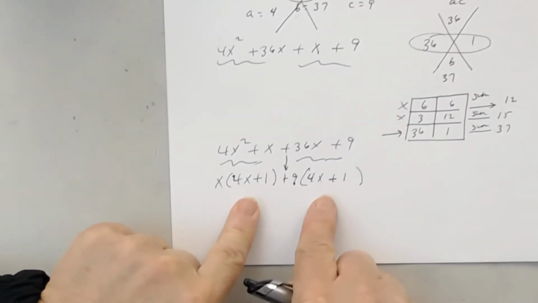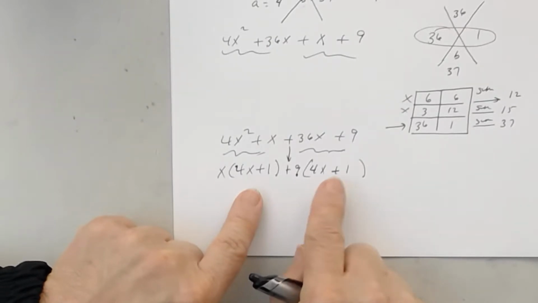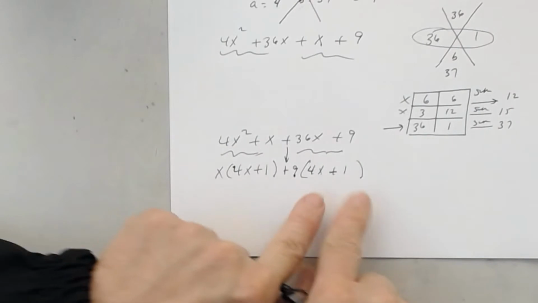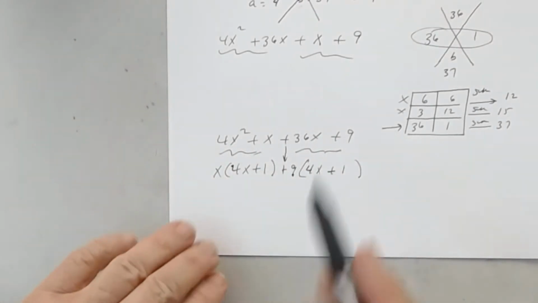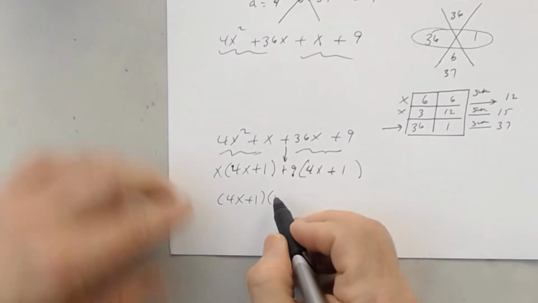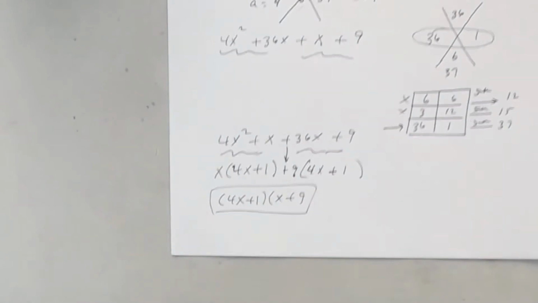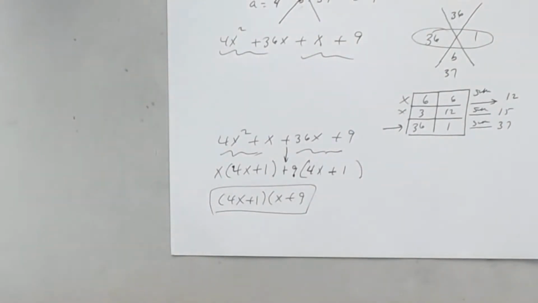Once you did this, what was the next step you did in that worksheet we had previously? Factor out the GCF of those two terms. What are you going to factor out? 4x plus 1, and then you're going to say times what? x plus 9. So there's your answer. So 4x plus 1 times x plus 9.